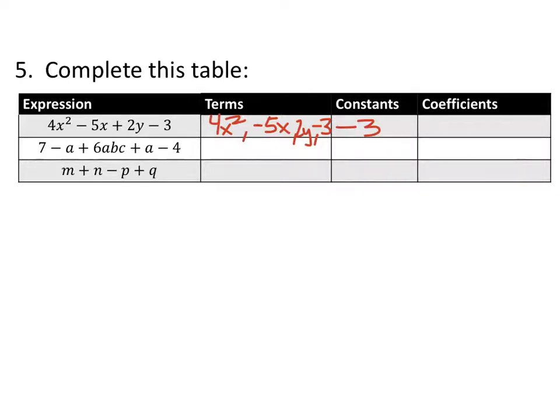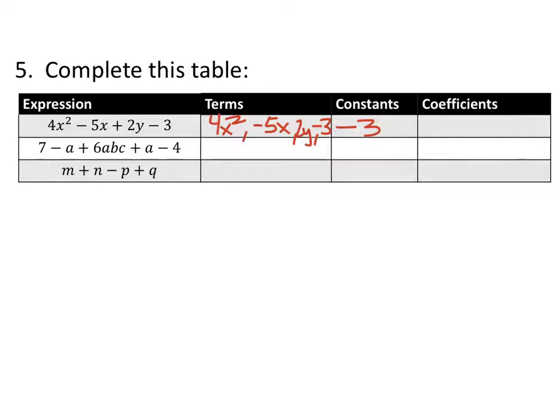expression in any way that you'd like without changing its value, as long as you know the value of each term. So you could have written that, for example, as 2y plus 4x to the power of 2 minus 3 minus 5x. And that really is the commutative property of addition, because instead of writing these as subtraction, you could say you're adding negatives to those.